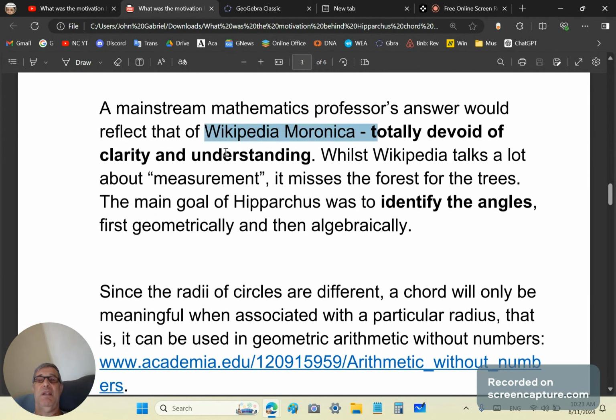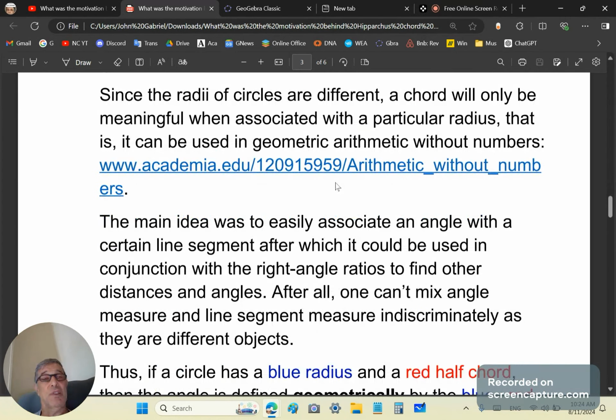In fact, Wikipedia Moronica is infested with mainstream mathematics professors and their lackeys who are totally devoid of clarity and understanding. Whilst Wikipedia talks a lot about measurement, it misses the forest for the trees. The main goal of Hipparchus was to identify the angles, first geometrically and then algebraically. Pay attention to that, math professors, because you're the biggest morons out there. Since the radii of circles are different, a chord will only be meaningful when associated with a particular radius. That is, it can be used in geometric arithmetic without numbers.